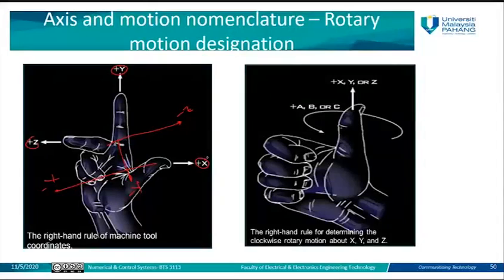But here these are the three directions that we have. We have the direction of the table movement, left or right, which is indicated by the thumb. Then the direction of the table when you go toward the head of the machine or away from the head of the machine. And this one is the direction toward the piece or away from the work piece that you are going to work on. This is the one part.